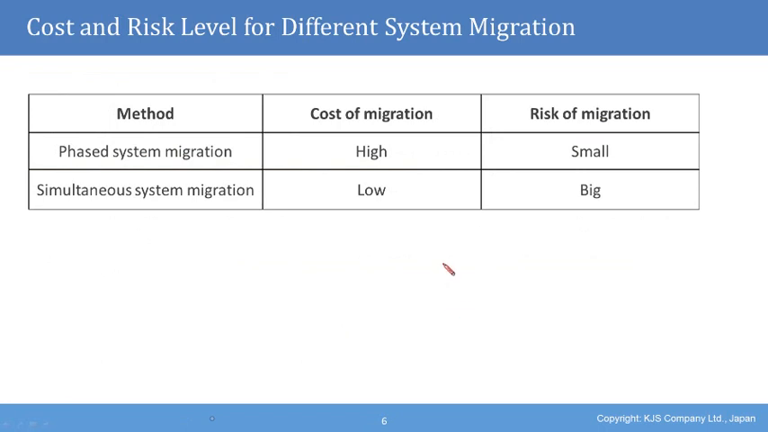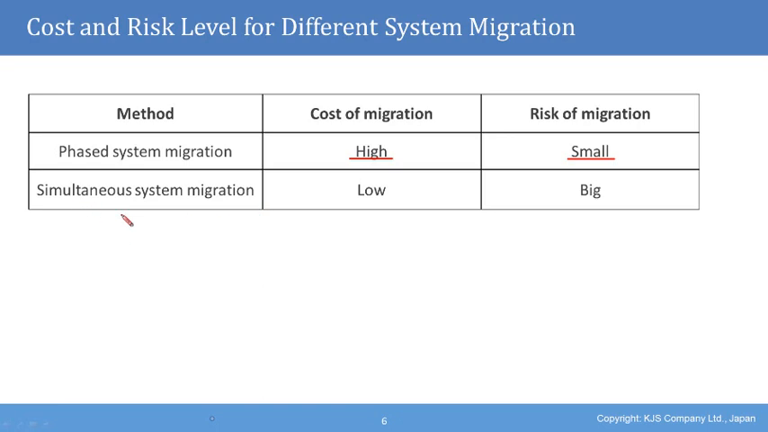So in order to illustrate the differences between the costs and the risks of migration in each of these methods, we have a table here. In the phased system migration, you have a period where there is an overlap of the two systems. Now the cost of migration in this case is high because you need to maintain two parallel systems in operation. So it is expensive. However, the risk during this migration period is considerably lower. So you have a small risk, but it costs some money.